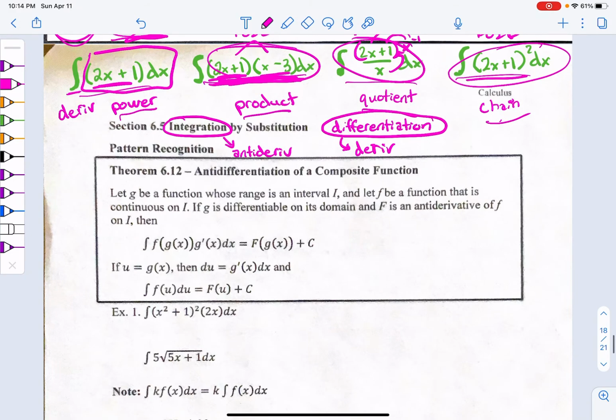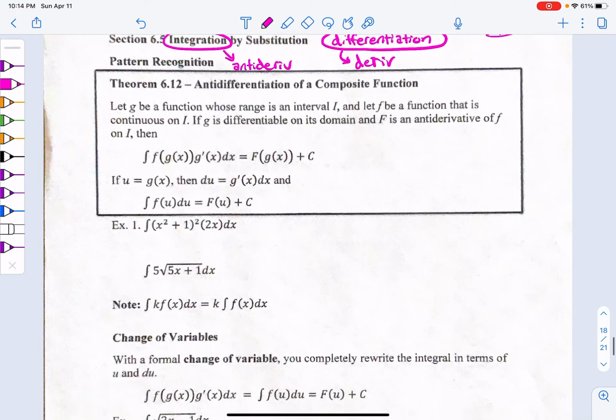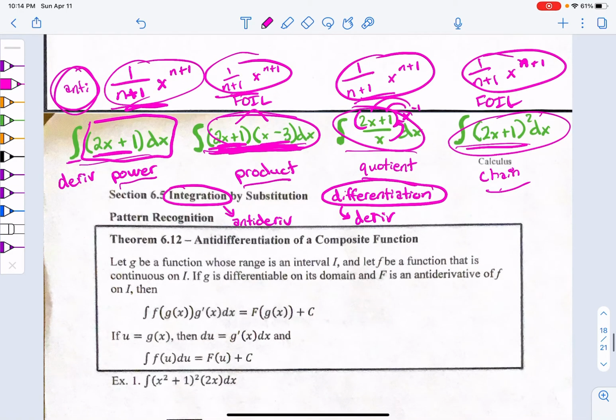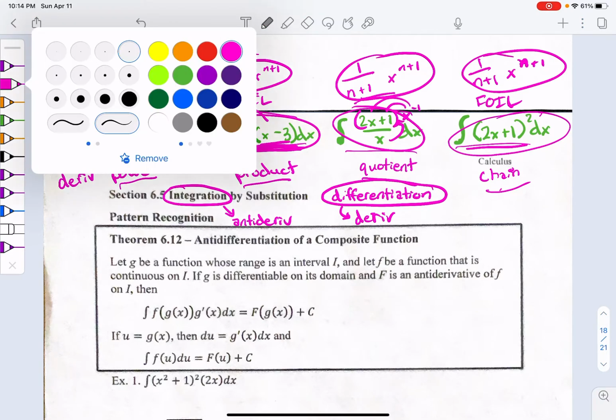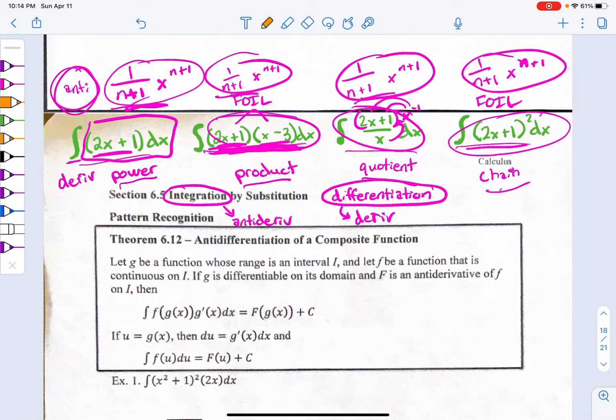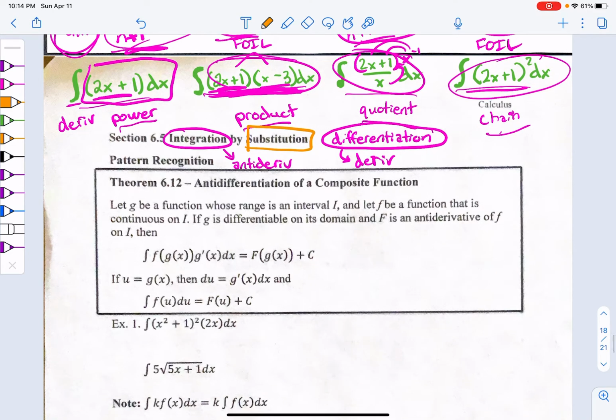Now, we're going to learn the second way of doing an antiderivative. It involves 1 over n plus 1 x to the n plus 1, but we have to do some preparation beforehand. This is called integration by substitution, and it's not like the substitution-elimination method. It's not quite that easy, but you use this when you have composite functions, and a composite function is like a function stuck inside of something else.